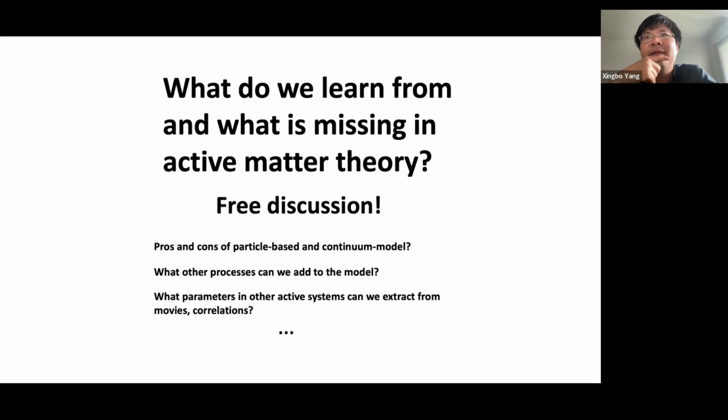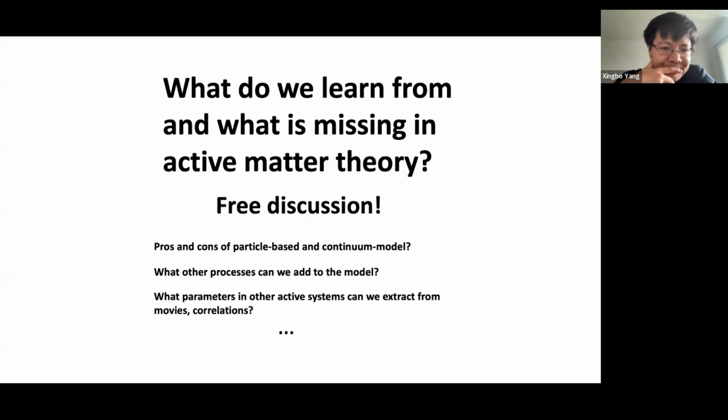Okay, let me try to interpret the questions here. I think you also mentioned a kind of confinement, right? And then you're also asking whether self-propulsion or diffusion is dominant. Do I understand correctly? Yes. Okay, very good point.